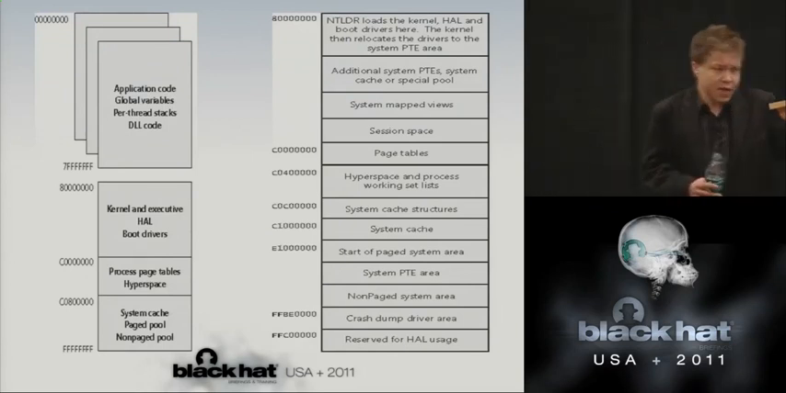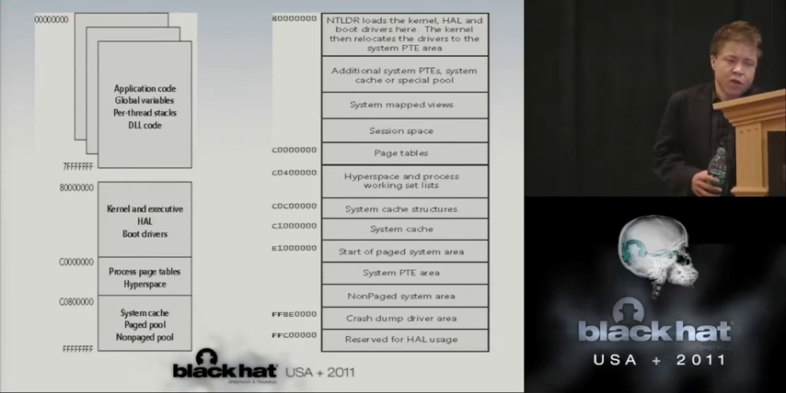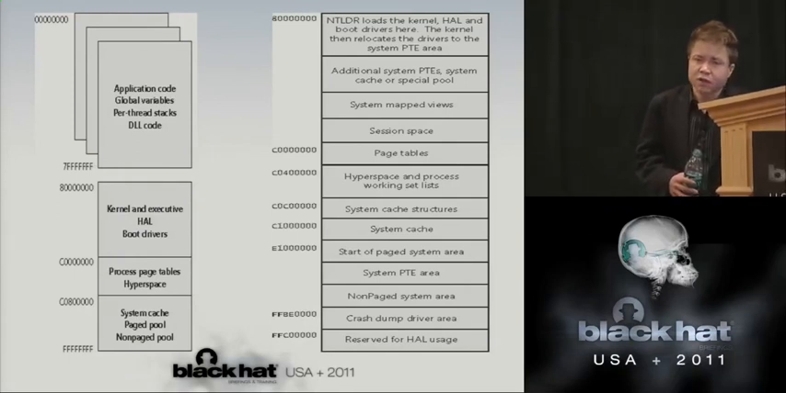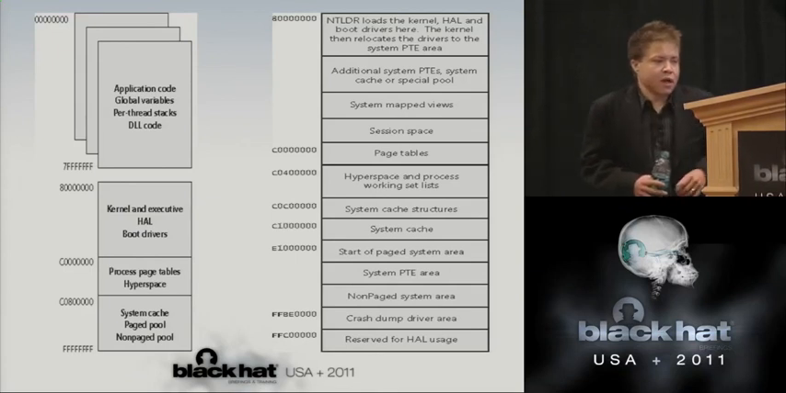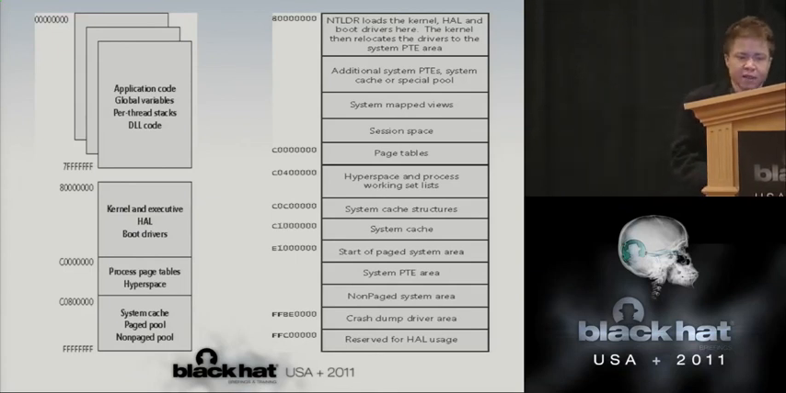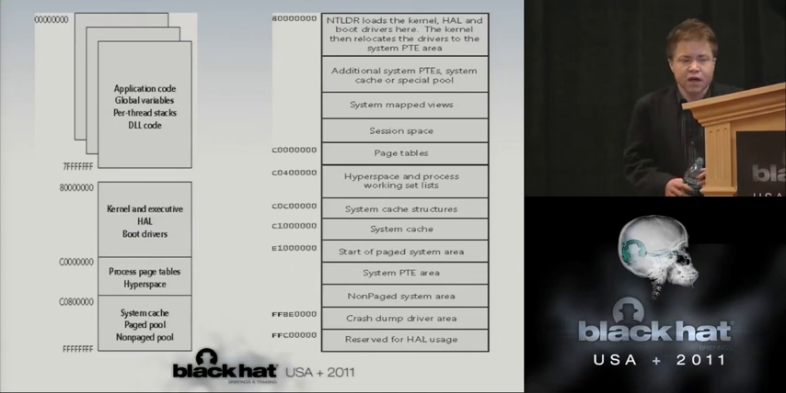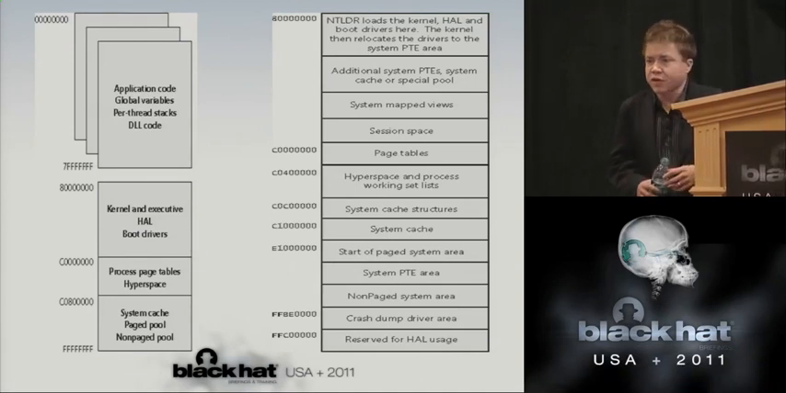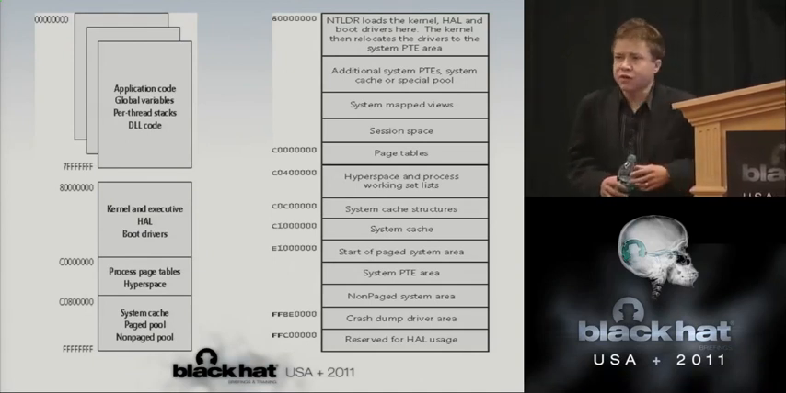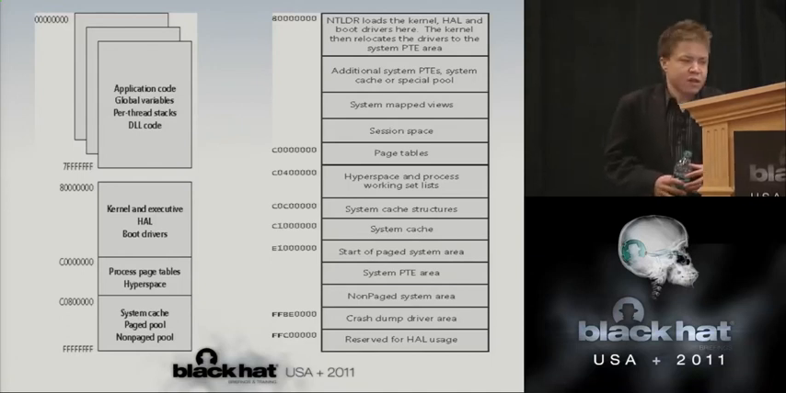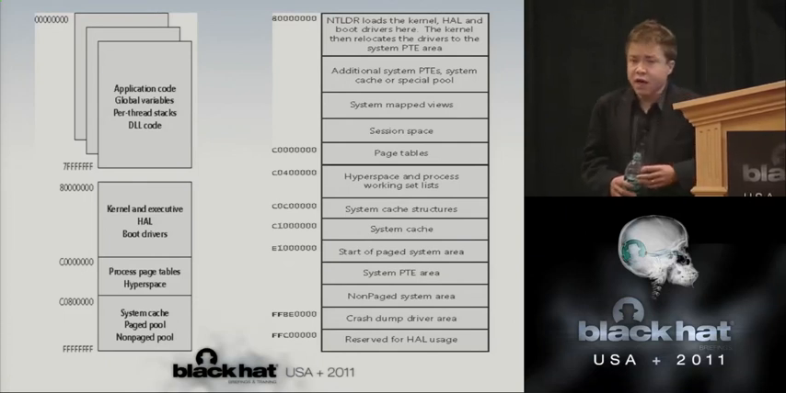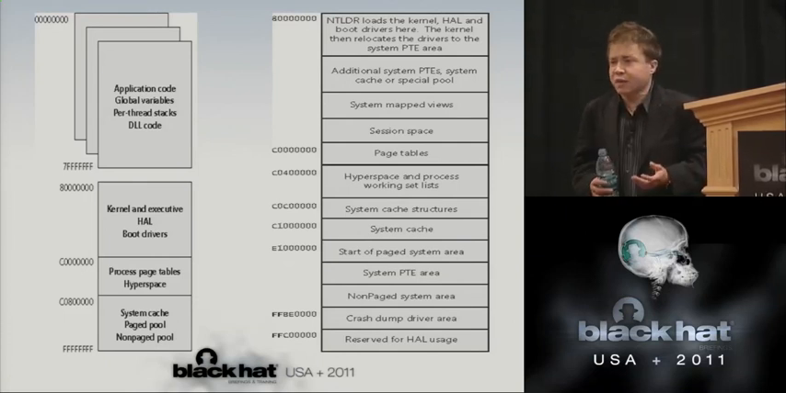So here's a diagram taken from Mark Russinovich and David Solomon's Windows Internals book. If you don't have that, I encourage you to buy it. It's very useful for doing memory analysis. But here you see, this is a representation of a 32-bit system and its virtual address space. At C1000000 is the beginning of system cache. So what is system cache?